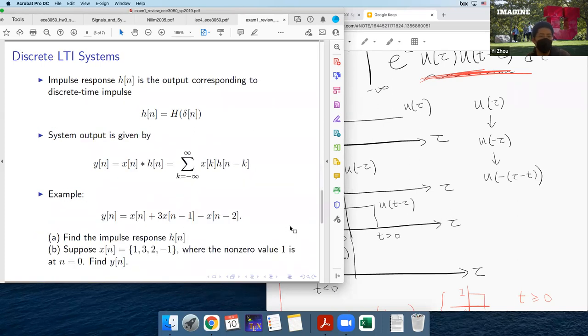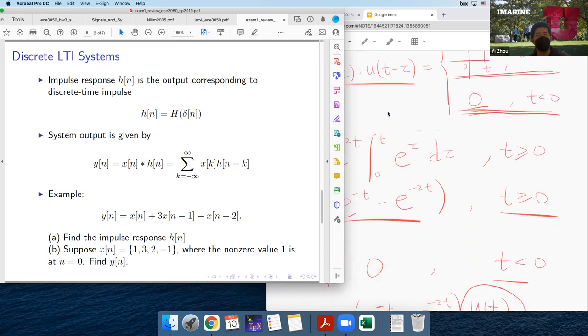And for discrete LTI systems, we have exactly all the parallel definitions and equations. So we also have this impulse response of discrete time LTI systems. But now the impulse signal is defined in a discrete time case. Delta n has a very simple analytical form.